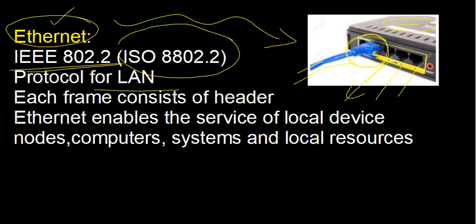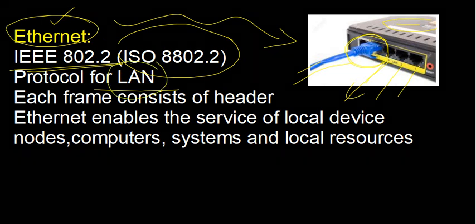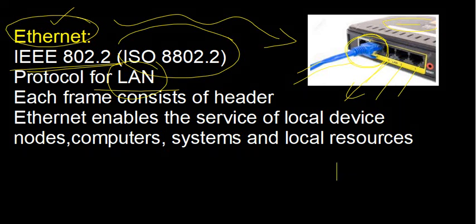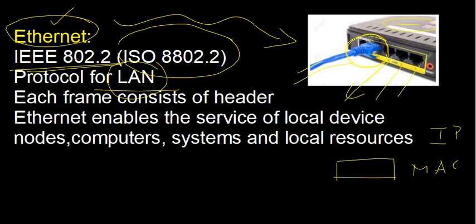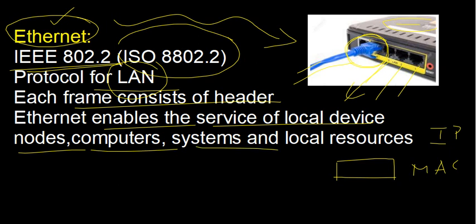Earlier, we saw the personal area network. Then you come to the local area network, where if you want to establish connectivity between devices using a wired connection, then Ethernet is the solution, right? It is the protocol for LAN. And there are different aspects related to how exactly the communication takes place. What is the format of your packets? How you have the media access control, MAC, or IP address given to the things, all those things will come. Each frame consists of a header, enables the service of local devices, nodes, computers, systems, and local resources.